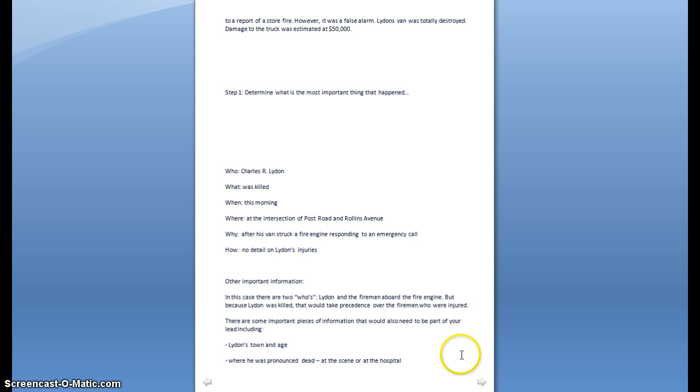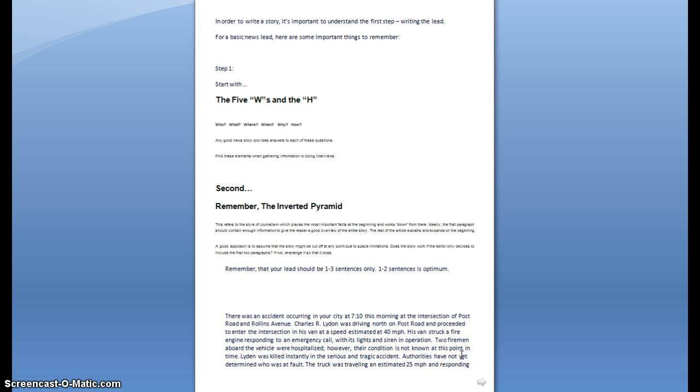In this paragraph, here we're seeing a report of an accident. And these are notes that were received. So the notes say there was an accident occurring in your city at 7:10 this morning at the intersection of Post Road and Rollins Avenue. Charles R. Lydon was driving north on Post Road and proceeded to enter the intersection in his van at a speed estimated at 40 miles per hour.